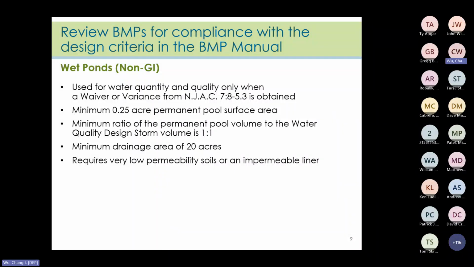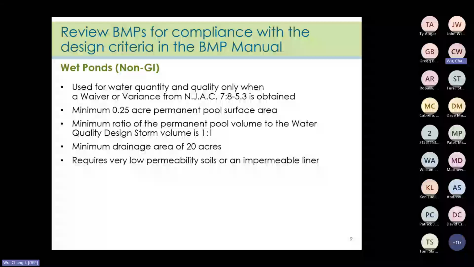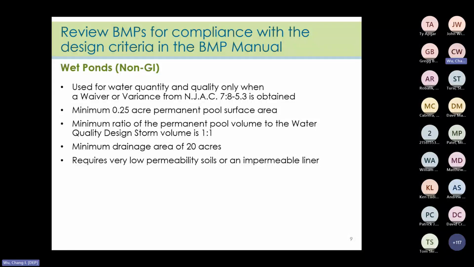Non-GI wet ponds can be used for water quantity and quality only when a waiver or variance from the stormwater management rule is obtained. It needs a minimum of 0.25 acres of permanent pool surface area, and the minimum ratio of the permanent pool volume to the water quality design storm volume is 1:1. The minimum drainage area is 20 acres. It requires very low permeability soil or an impermeable liner.